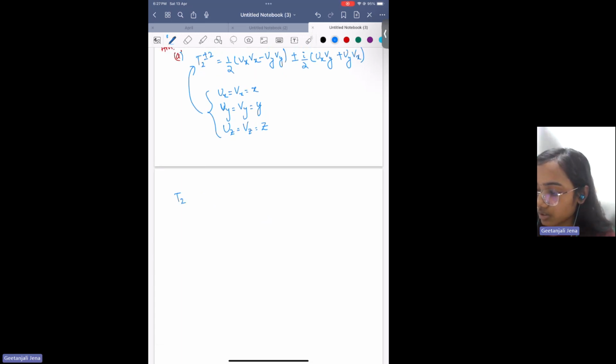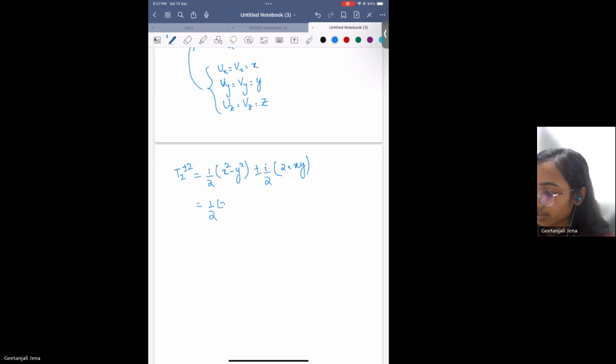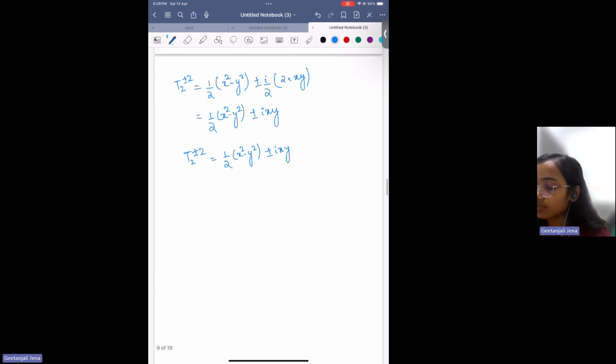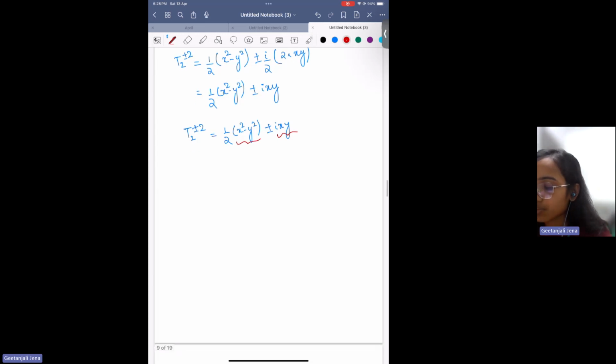So the expression becomes, when you put x for ux and vx, y for uy and vy, and z for uz and vz, half x square minus y square plus or minus i by 2 times 2 times xy. So the final expression would be half x square minus y square plus or minus i xy. So you got this for t2 plus or minus 2. There are two terms here, one is x square minus y square and another one is xy. So you can represent these two terms in terms of spherical tensor.